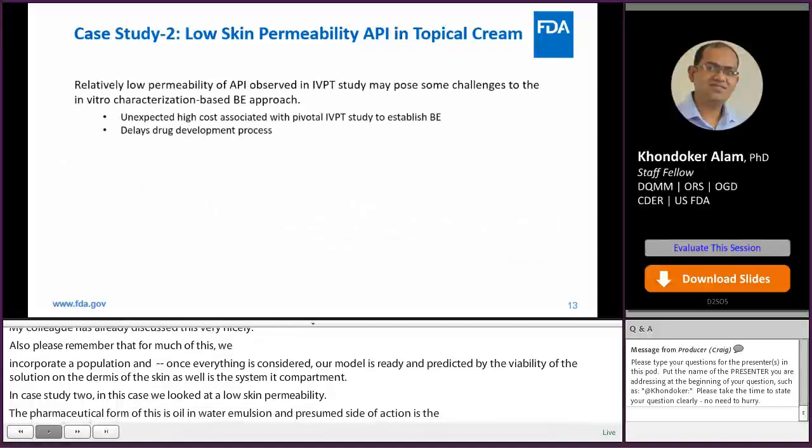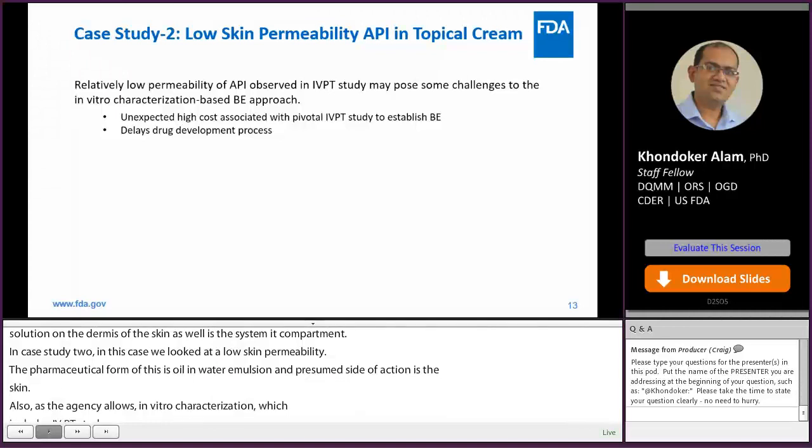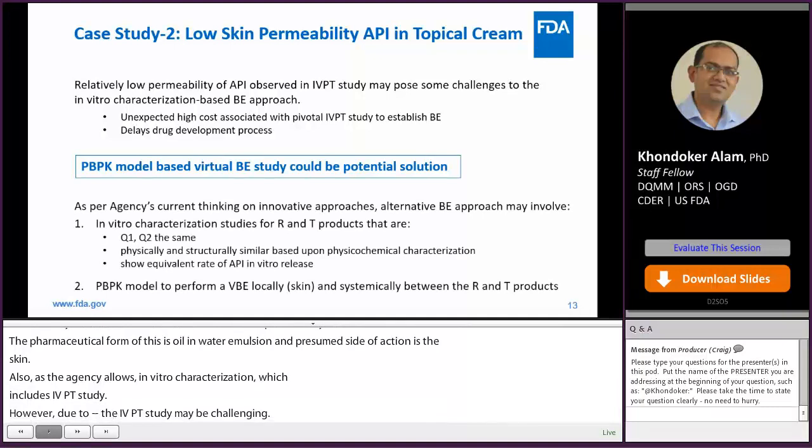However, due to low permeability of the API, conducting the IVPT study may be challenging. As a consequence, the overall cost of the IVPT study may be increased. Also, the entire drug development process may be delayed. A PBK model-based virtual bioequivalence study may be a potential solution. The agency considers this as an alternative approach.